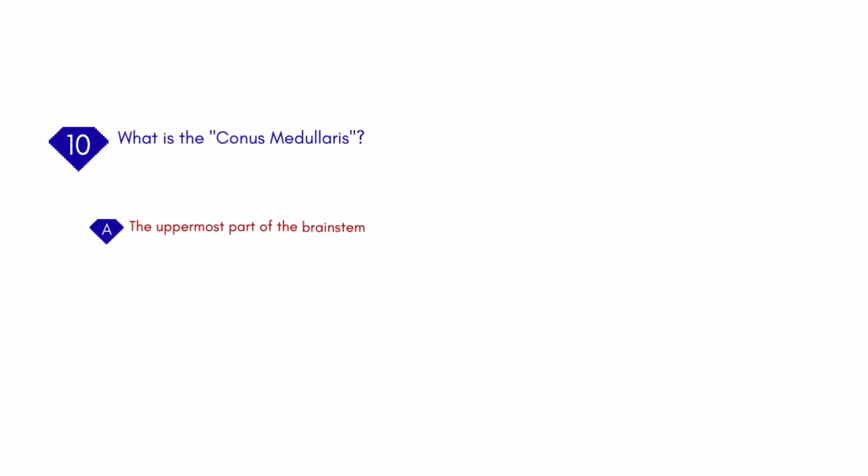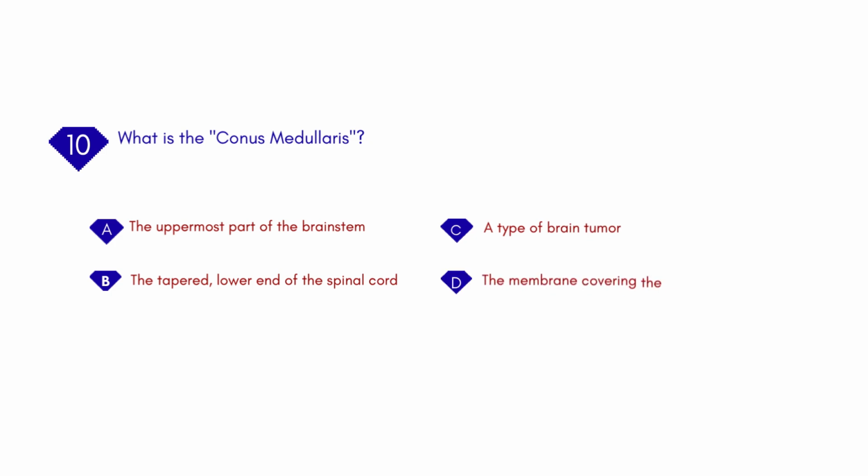What is the conus medullaris? A. The uppermost part of the brainstem. B. The tapered, lower end of the spinal cord. C. A type of brain tumor. D. The membrane covering the spinal nerves. Answer: B. The tapered, lower end of the spinal cord.